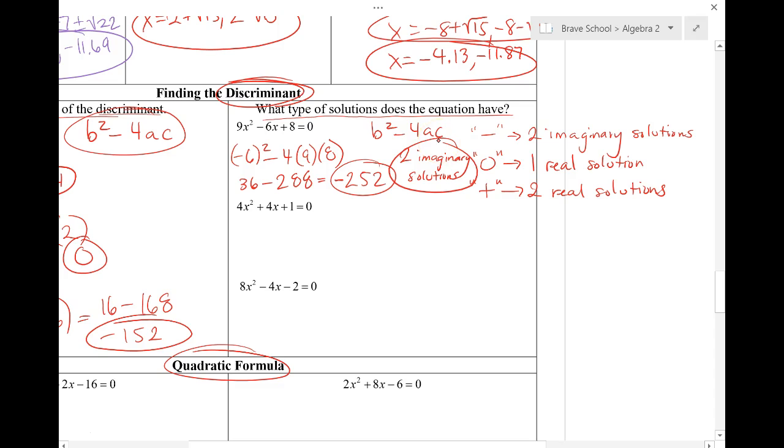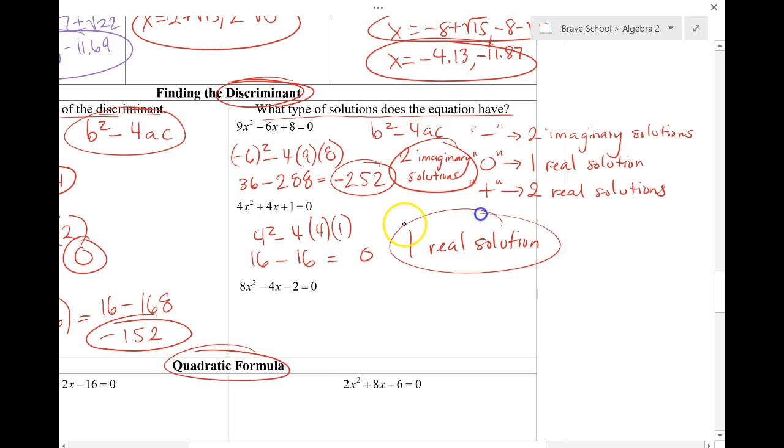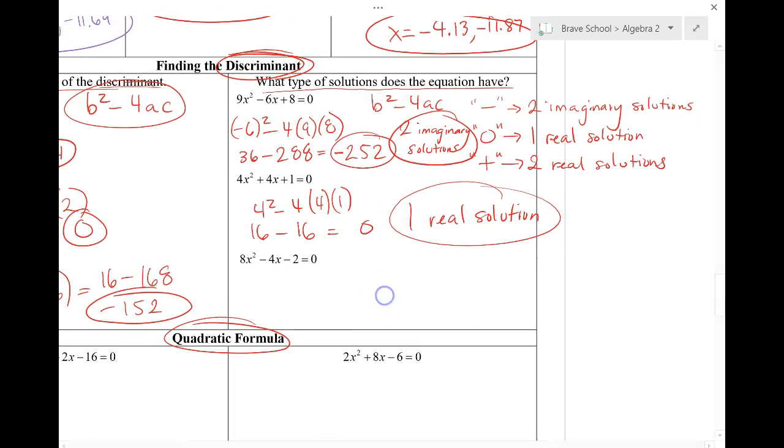Alright, now the next one, we've got 4 squared minus 4 times a, which is 4, times c, which is 1. Then we get 16 minus 16, so we get 0. 0 means 1 real solution. Awesome. Okay. And then, what's the last one?